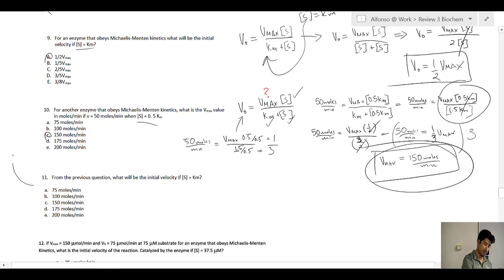So question number 11 follows from question number 10, and we know the Vmax to be 150 moles per minute. So therefore, if your substrate concentration is equal to your Km, remember Km is a constant, substrate concentration can be any value, but when it's equal to the Km, your initial velocity is 1/2 of the Vmax. Your Vmax is 150, therefore the answer for number 11 is, what's 150 divided by 2? Good job, 75. There you go. So for number 11, the answer is A.